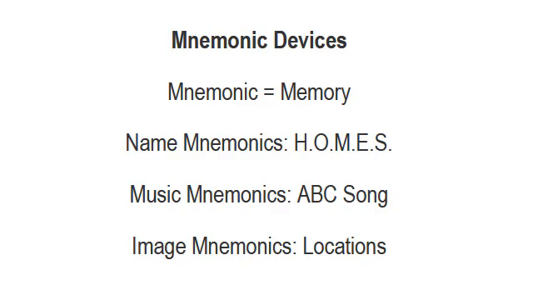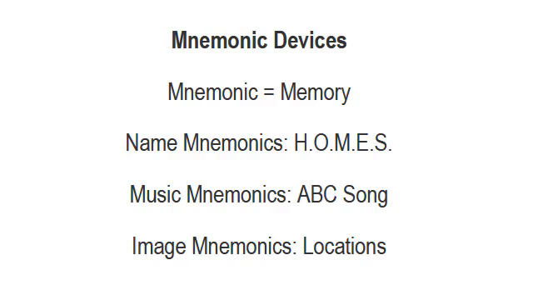Mnemonic is a Greek word that means memory. There are different types of mnemonic devices. The most common are name mnemonics. These are acronyms and phrases, like the word HOMES. Each letter refers to one of the Great Lakes: Huron, Ontario, Michigan, Erie, and Superior.